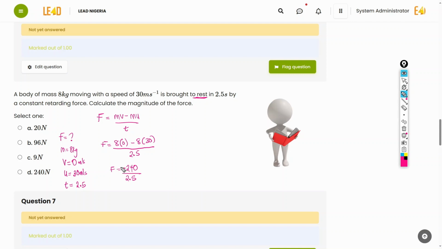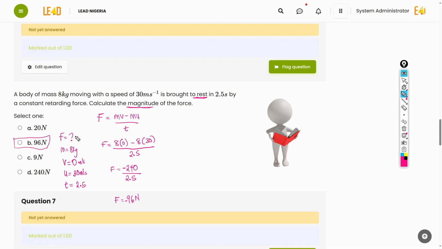Right, so minus 240 over 2.5. So that gives me 96. 96 newtons, minus 96. All right, but since they asked us for just the magnitude, we can just take 96.